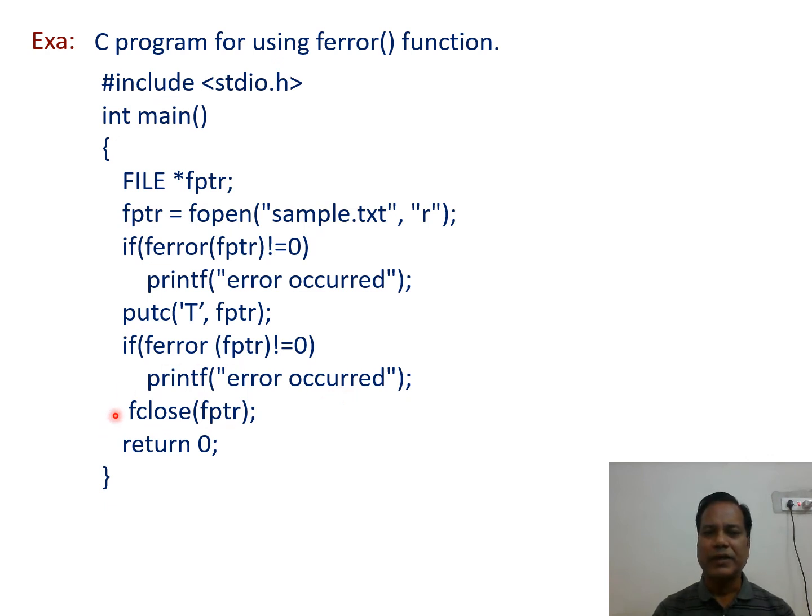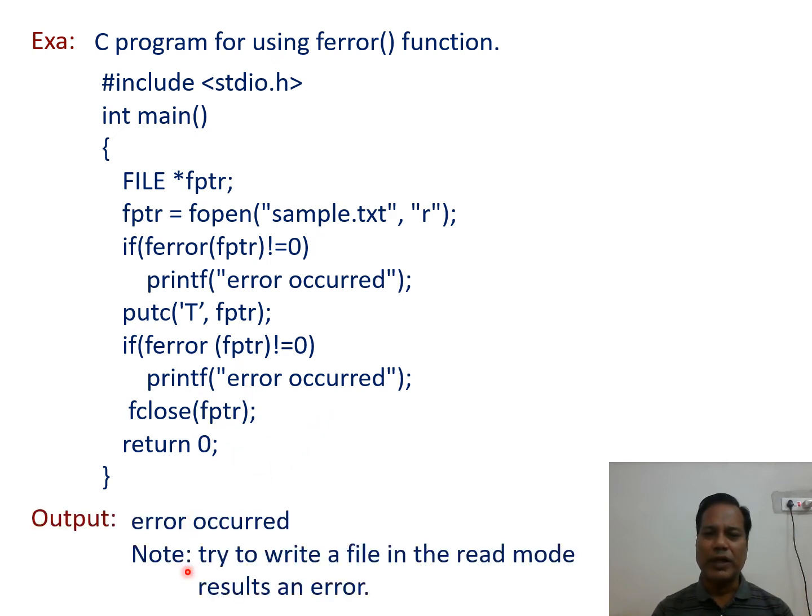Once the error occurs, the next statement is fclose(fptr), so that open file is closed, and then the return 0 statement informs the operating system that the program ran successfully. When this program is run, we get the output like this one: error occurred. Now try to write a file in the read mode, results in an error.